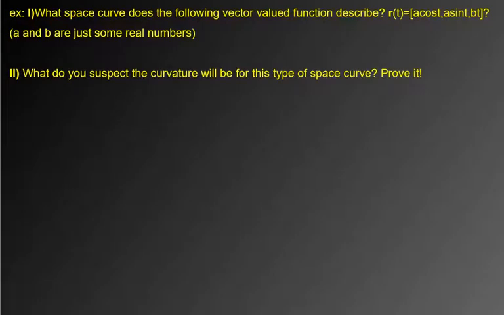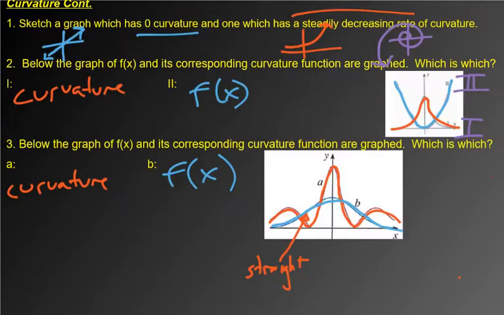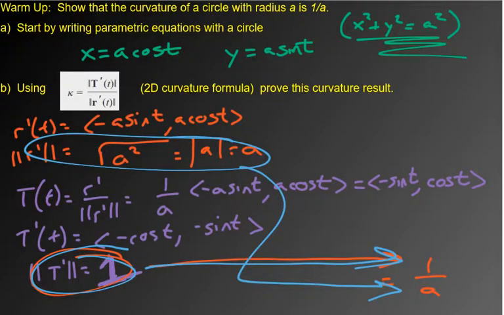All right, so for this example, first I want you to think about what this vector valued function would map out. So you have this thing: a cos t, a sin t, and bt. And a and b are just some real numbers. Since these are the same in the xy plane, it's going to just look like a circle of radius a. Those are the exact same parametric equations that we used right back here.